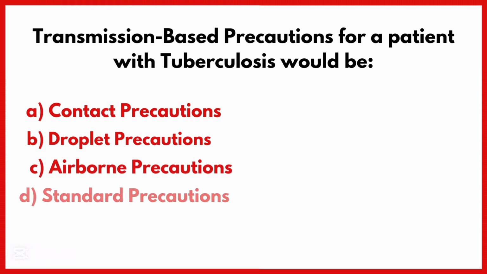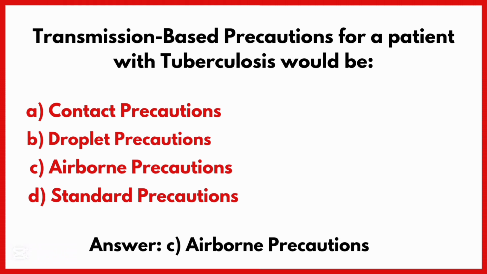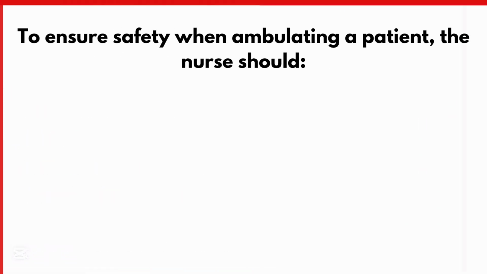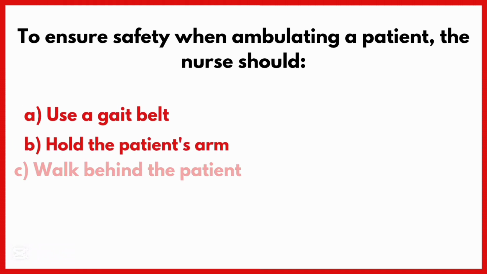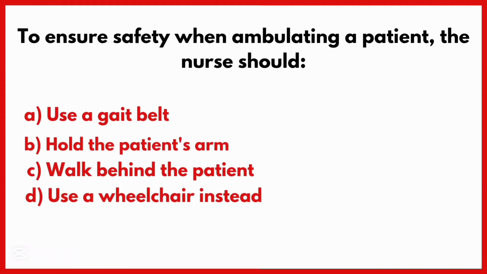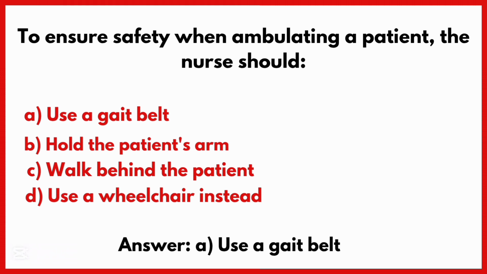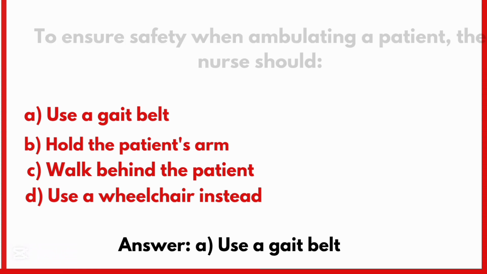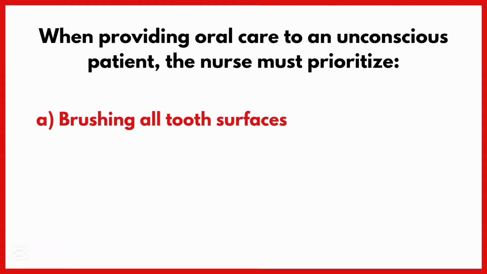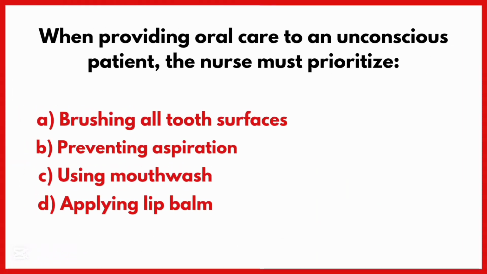Transmission-based precautions for a patient with tuberculosis would be. Correct answer is option C. Airborne precautions. To ensure safety when ambulating a patient, the nurse should. Correct answer is option A. Use a gait belt. When providing oral care to an unconscious patient, the nurse must prioritize.